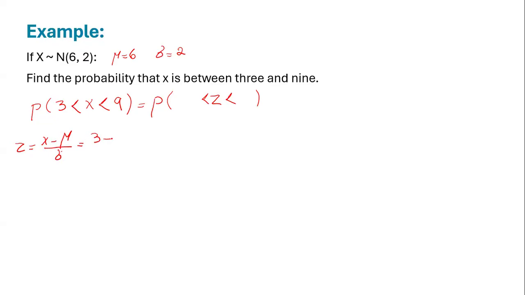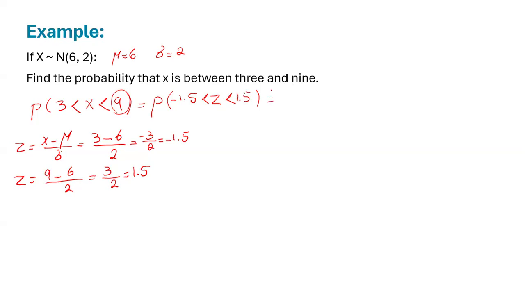If x is 3, mean is 6, and the standard deviation is 2, we get the z value, which is 3 minus 6, which is negative 3, divided by 2, it's negative 1.5. So the first value is negative 1.5. And we need to convert the other one as well. Replace the x by 9. So 9 minus 6 divided by 2, which is 3 divided by 2, is positive 1.5. Now it's time to use the z-table.